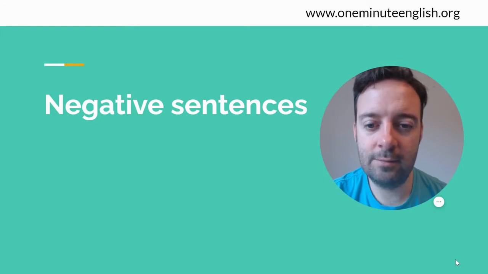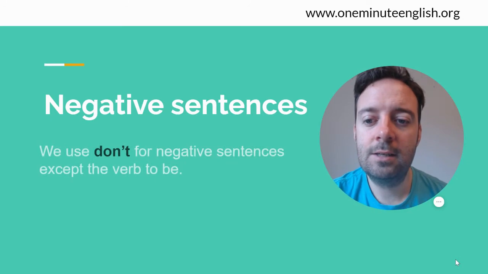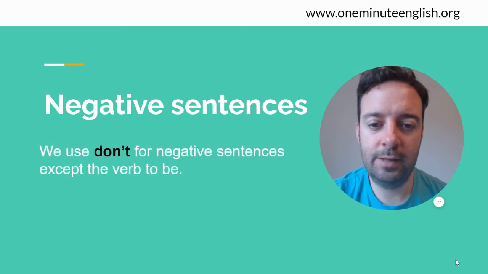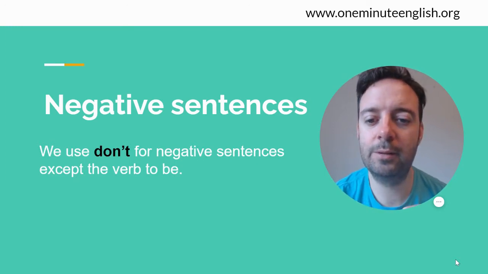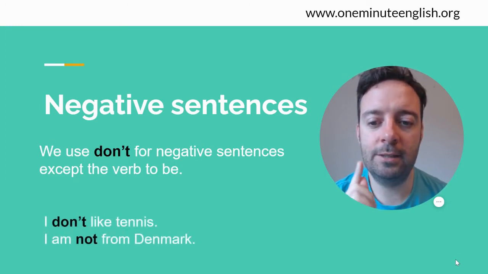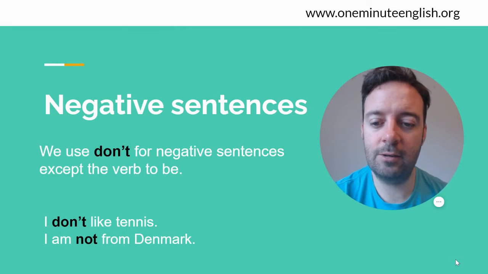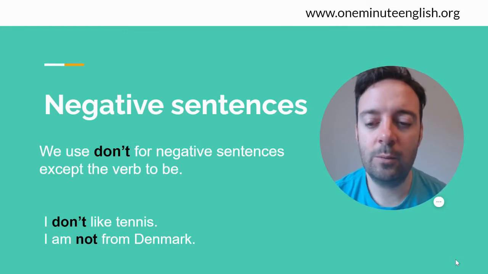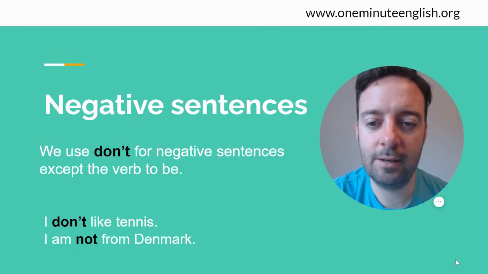And let's look at some negative sentences, how to form the negative sentences. So we use don't for negative sentences except the verb to be. So it's very irregular, the verb to be. So I don't like tennis. I am not from Denmark. So you can see it's different with the verb to be. So if you can write some more examples of this in the comments, that would be great.